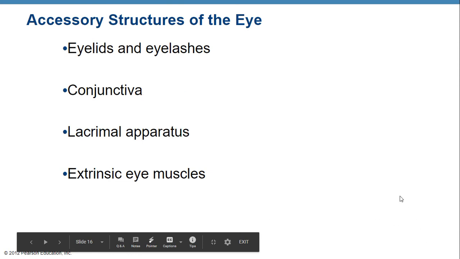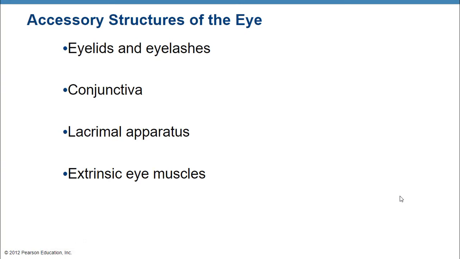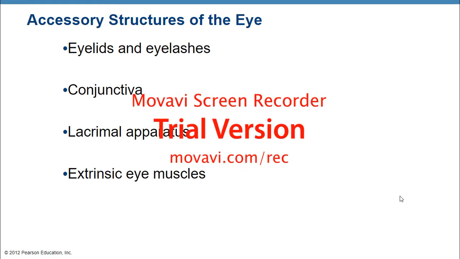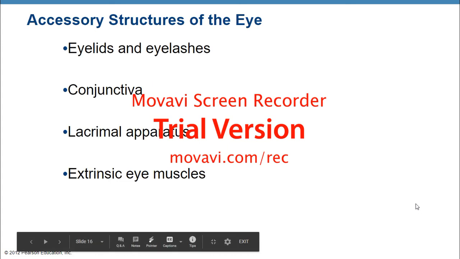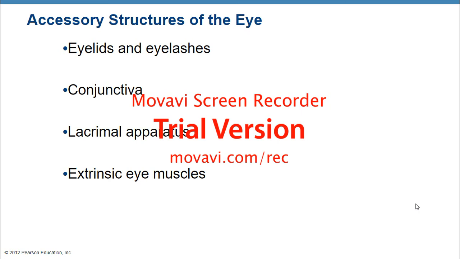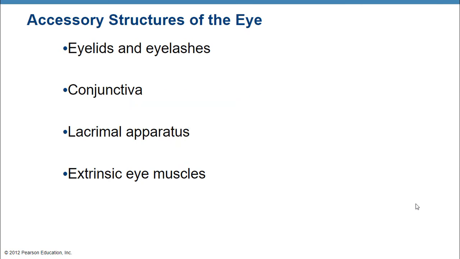Accessory structures of the eye include the eyelids and eyelashes, conjunctiva, so that is the mucous membrane that covers the front of the eye. Essentially, when someone gets pink eye, it's the conjunctiva that's infected with pink eye. So that's what that mucous membrane that covers the eye, that's what's infected.